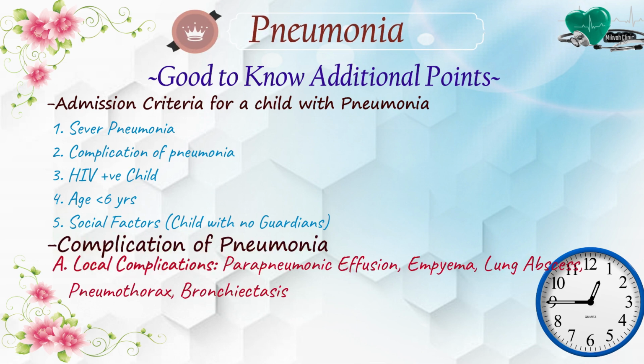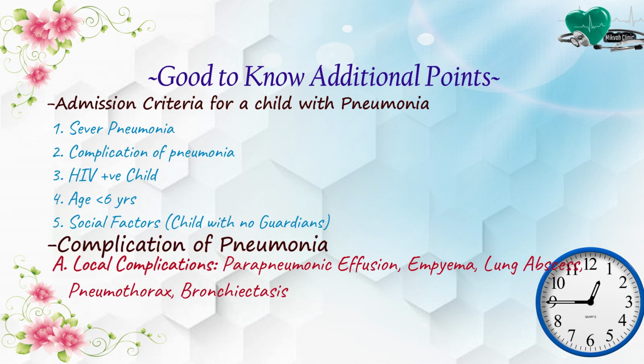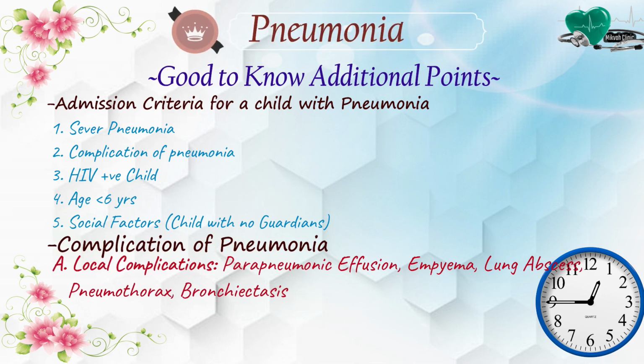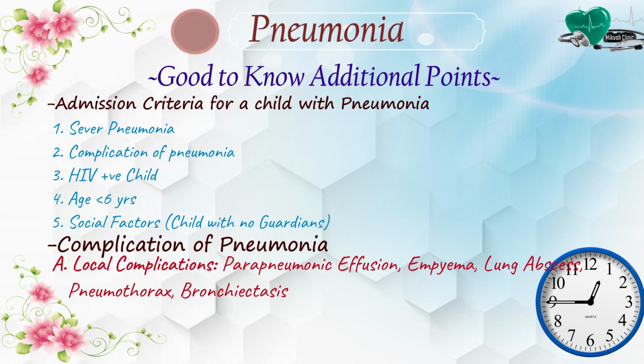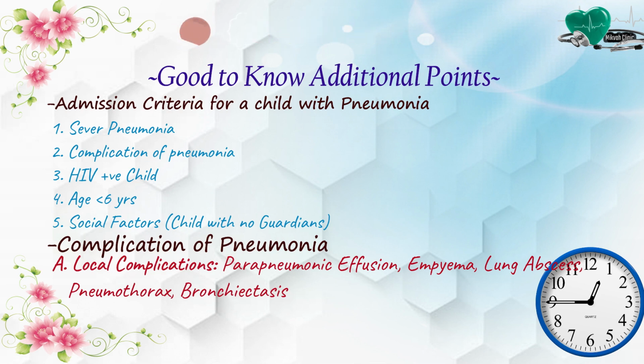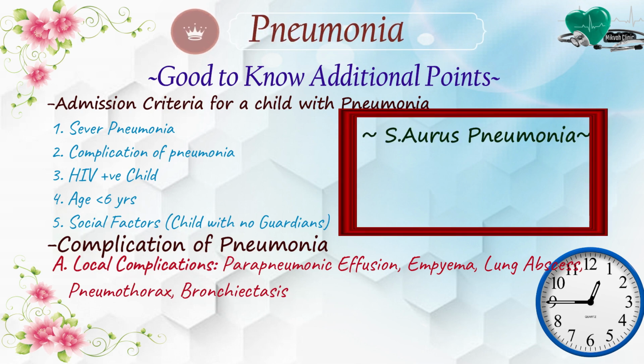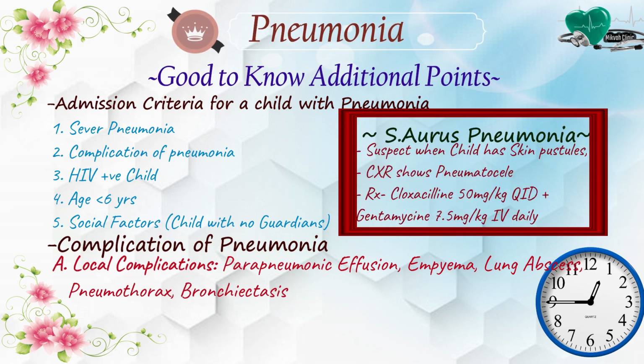And finally, complications of pneumonia. Complications of pneumonia can be classified as local complication and systemic complication. From local complications of pneumonia, one is pleural effusion, which is parapneumonic effusion or empyema. And the other thing is lung abscess. The other thing is pneumothorax. And the other thing is Staph aureus pneumonia, which by itself is complicated, especially when we suspect Staph aureus.